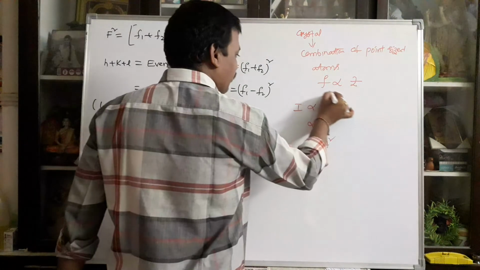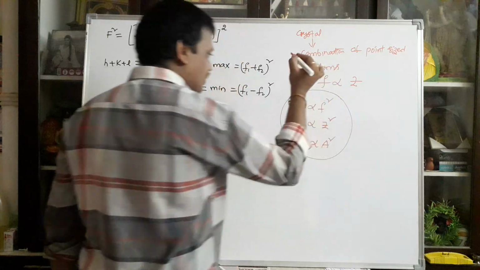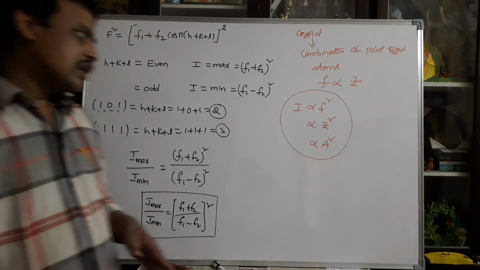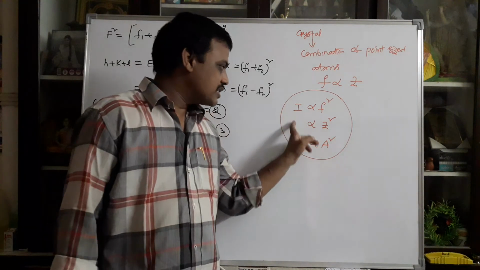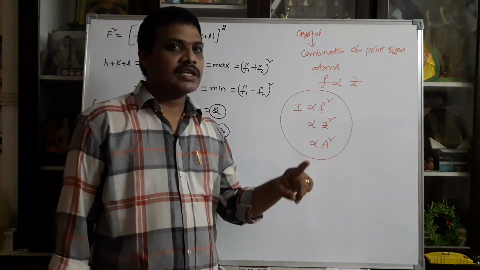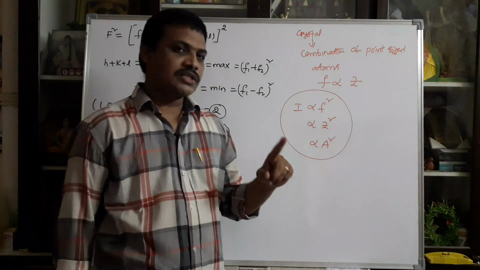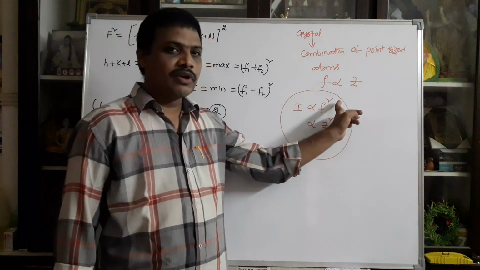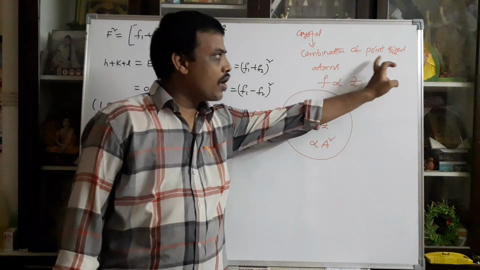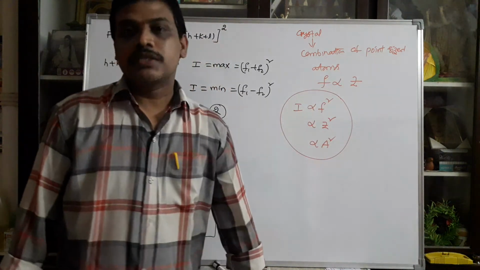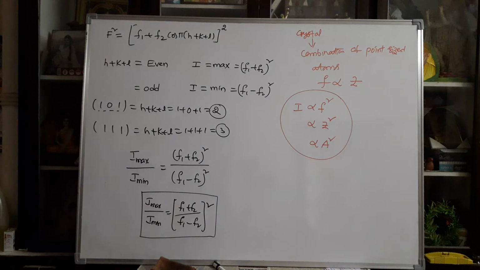This applies to crystal structure, and also to the light and waves topic. In terms of light and waves, intensity is directly proportional to the square of the amplitude. In terms of crystal structures, particularly solid state physics, intensity is directly proportional to the square of the form factor. So for point-sized atoms in the crystal, intensity is proportional to the square of the atomic number.